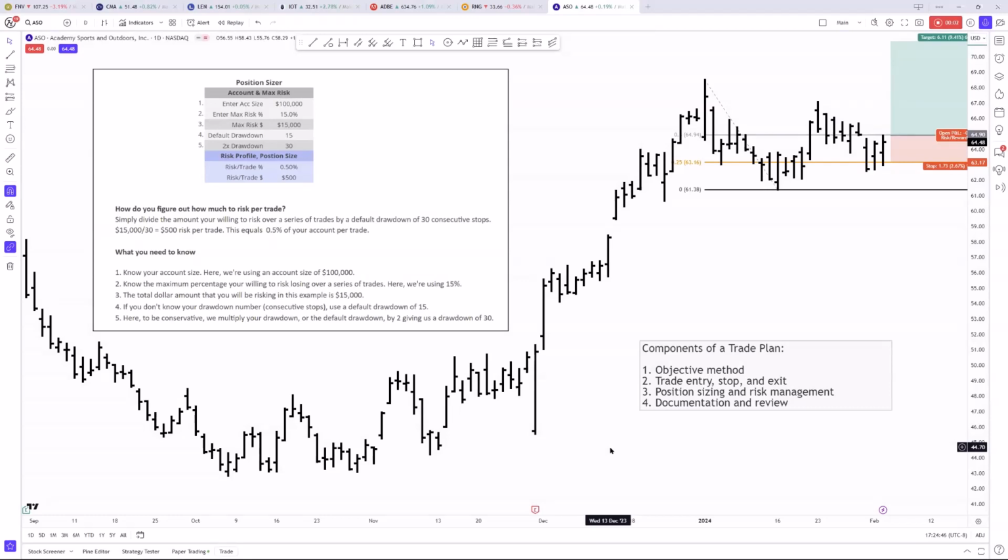All right, welcome back. We're going to do another trade plan, this time in ASO. And just a reminder, this is part of an exercise we're doing. We're going to do 30 trades where we plan every aspect of the trade ahead of time and then execute according to plan. And so today, I'm going to talk about one of the aspects of a trading plan. I'm going to talk about position sizing and how you can come up with a number. And position sizing is defining how much you're going to risk per trade.